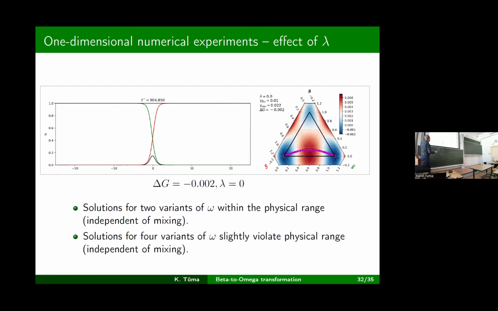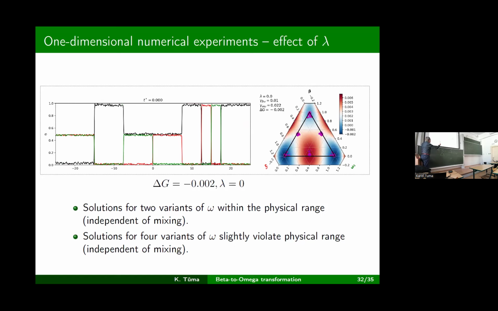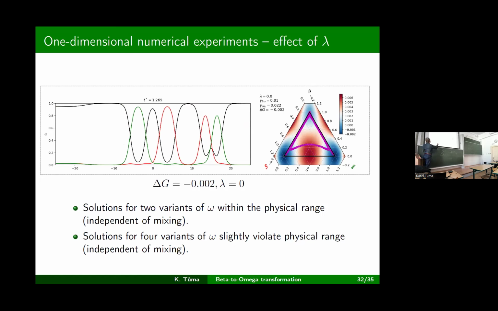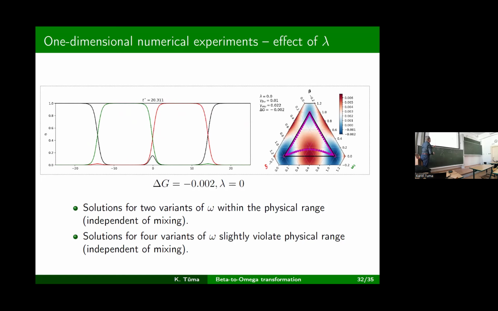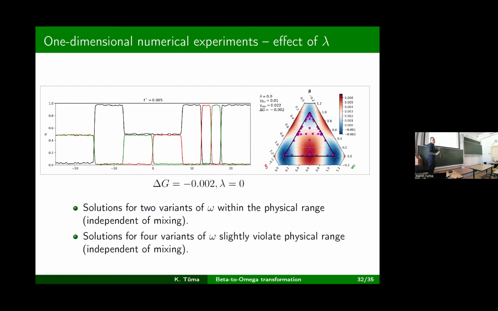And the steady solution is the following. The red line is one omega, the green line is the other omega, and the black line is beta. You can see that even though the chemical energy was very small, we have almost direct contact between 2 different variants of omega. There is some small beta in between, but quite small.